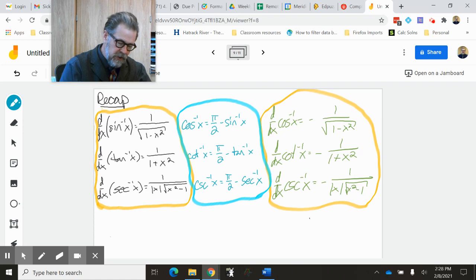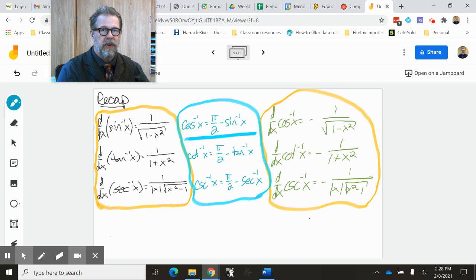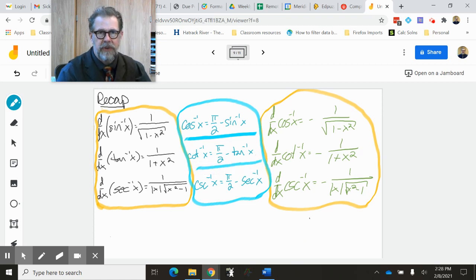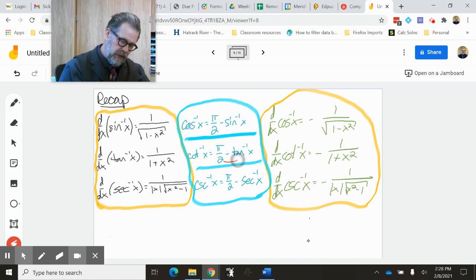So the inverse cosine of x is equal to pi over 2 minus inverse sine of x. Well, pretty clear, therefore, that the derivative must just be the negative of the derivative of inverse sine. We can look at inverse cotangent. It's equal to pi over 2 minus inverse tangent of x. And once again, very clearly, the derivative is just the negative derivative of inverse tangent.